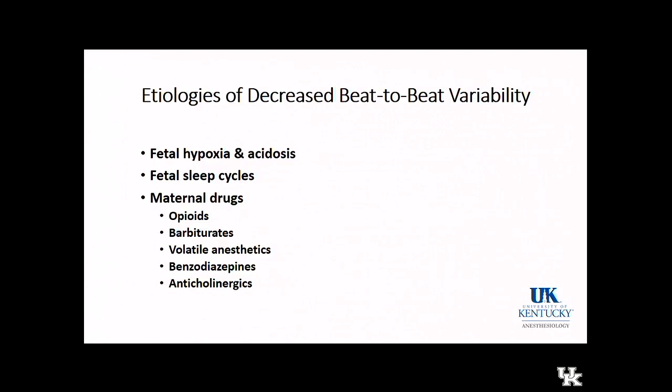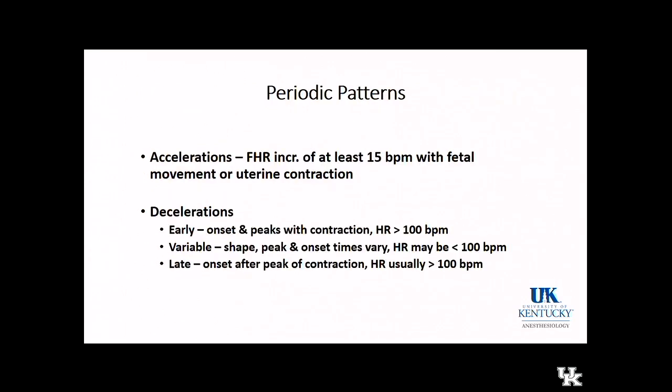But for us, what's especially important is to realize that many of the drugs that we give can decrease variability, like opioids, barbiturates, our volatile anesthetics, benzodiazepines, anticholinergics. They can all decrease variability. So we need to be aware of that so that if there's a change in variability and we've just given a drug, we need to make sure our obstetricians know that, and we need to understand if there's a concern about a tracing already, it's probably not the time to be giving drugs that could also affect that fetal heart tracing.